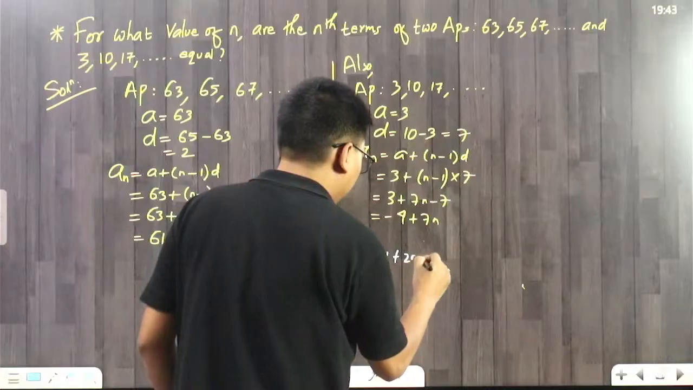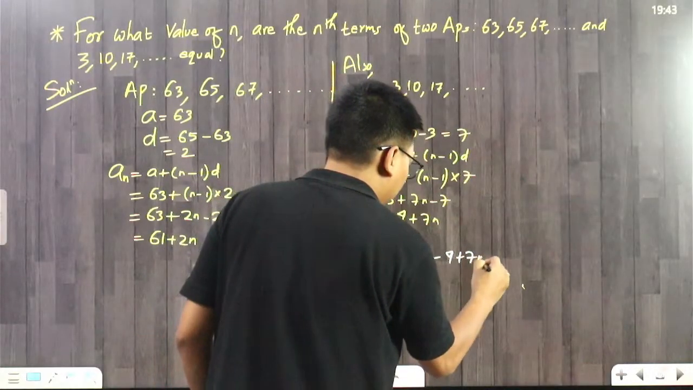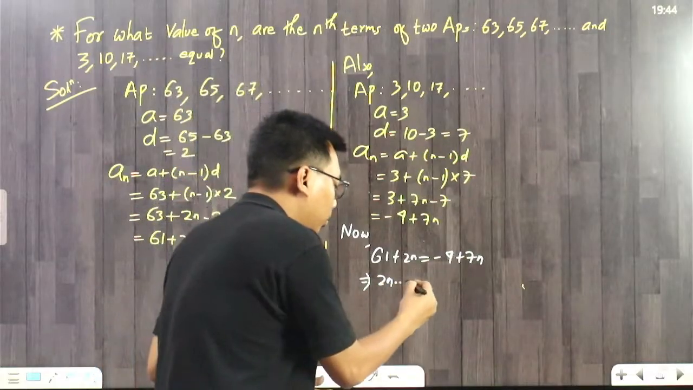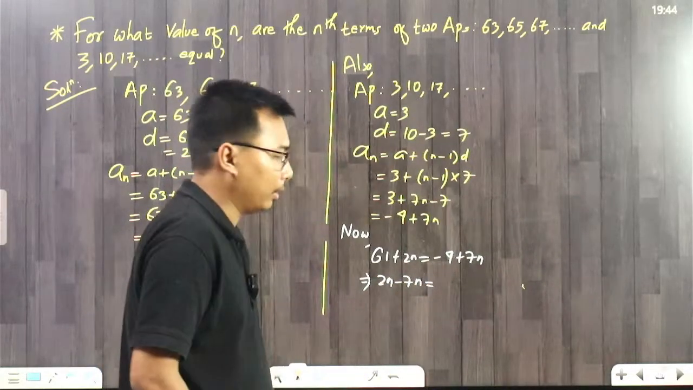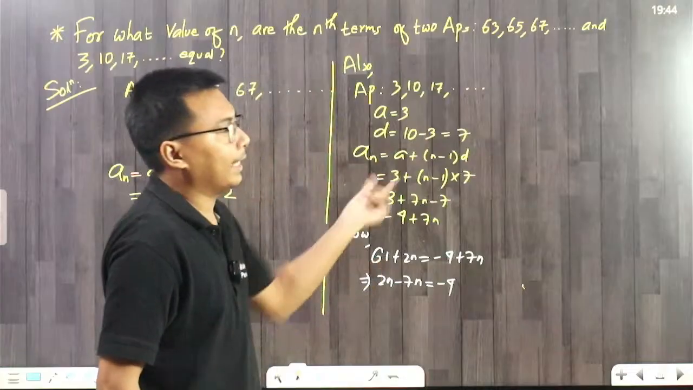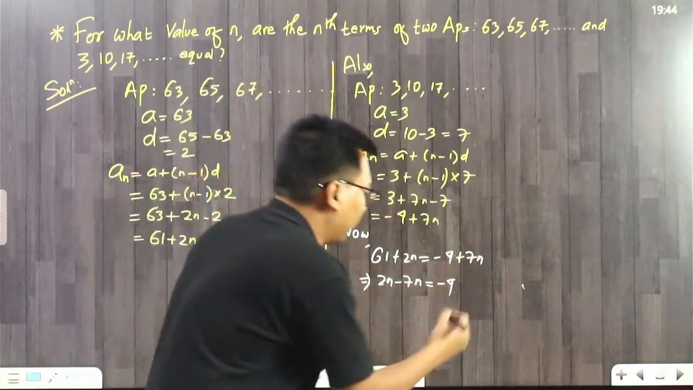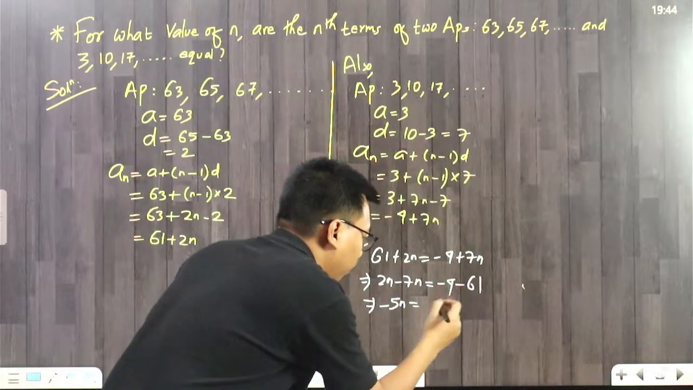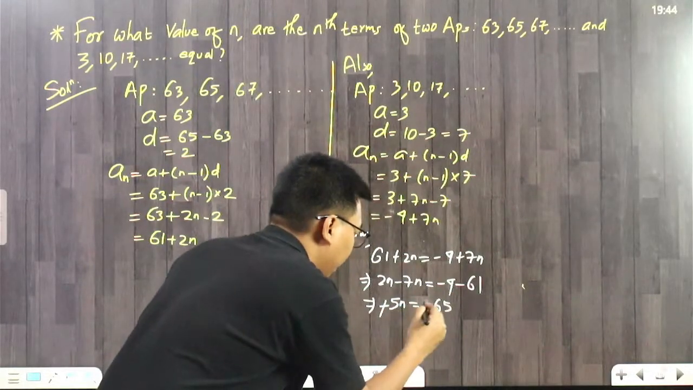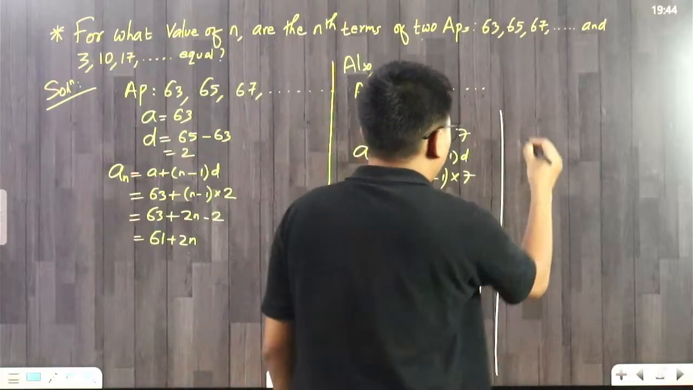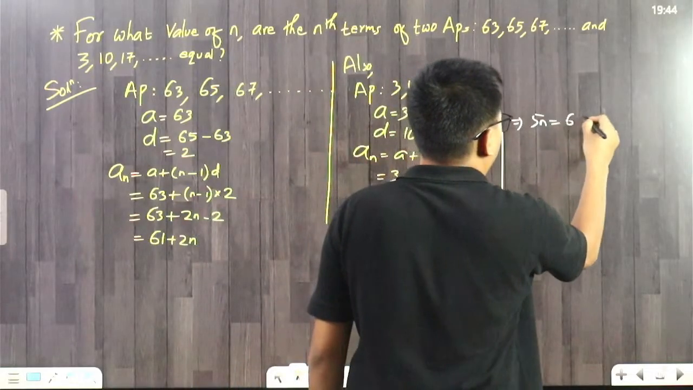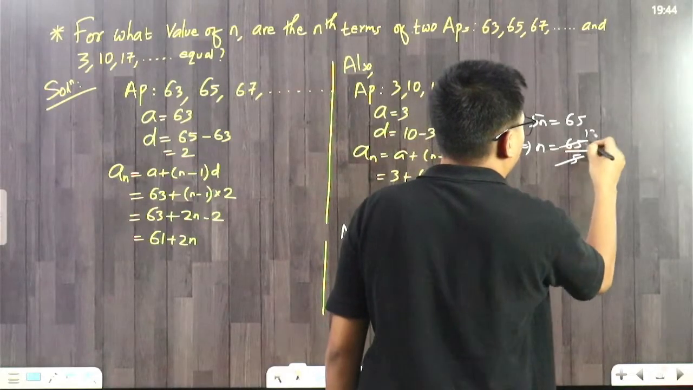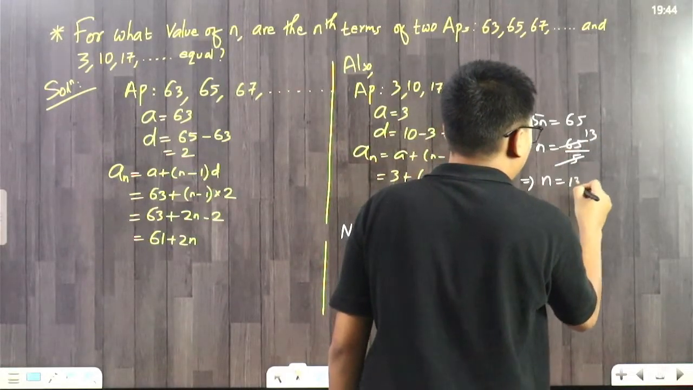61 plus 2n. So 2n plus 7n, we'll bring it towards the left hand side. It will become minus. We have minus 4 here. If we take 61 towards the right hand side, it will become minus 61, right? So 2n minus 7n will be minus 5n. Minus 4 minus 61 will be minus 65. Minus and minus will cancel each other. So 5n is equal to 65, which implies n is equal to 65 divided by 5. If we divide it, we'll get n is equal to 13.